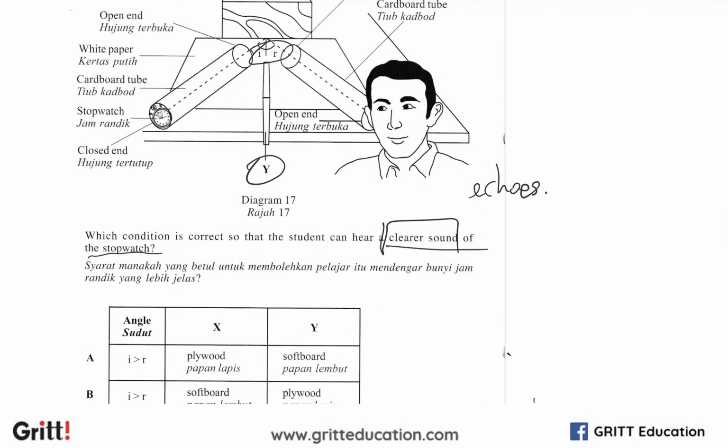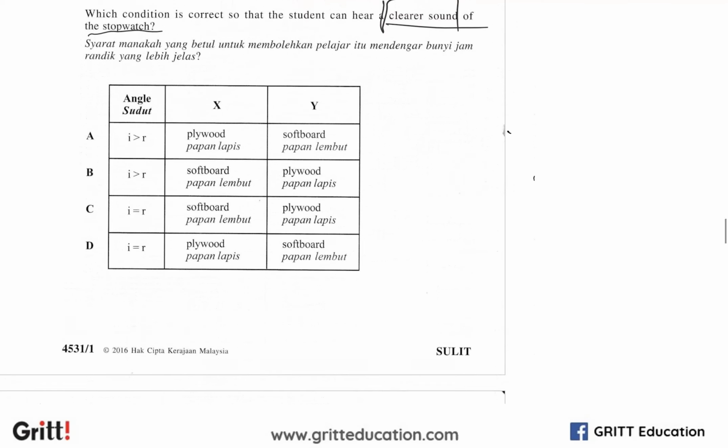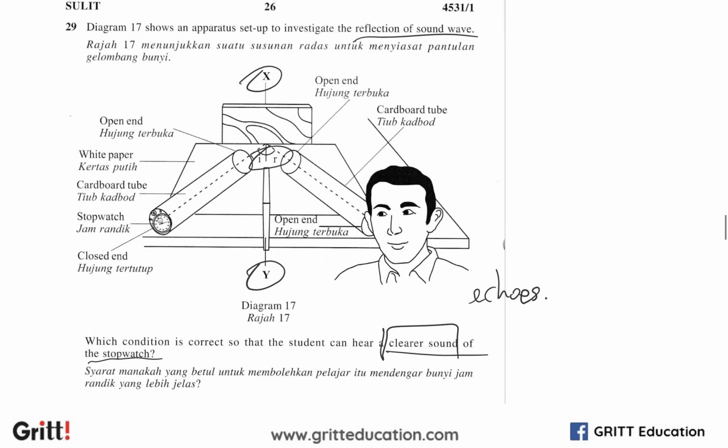Now, when we talk about angles, the answer here will be either C or D, because for reflection of sound waves or reflection of anything, the incident angle and the reflected angle will always be the same. So I is equal to R. No questions asked. That is how reflections work.